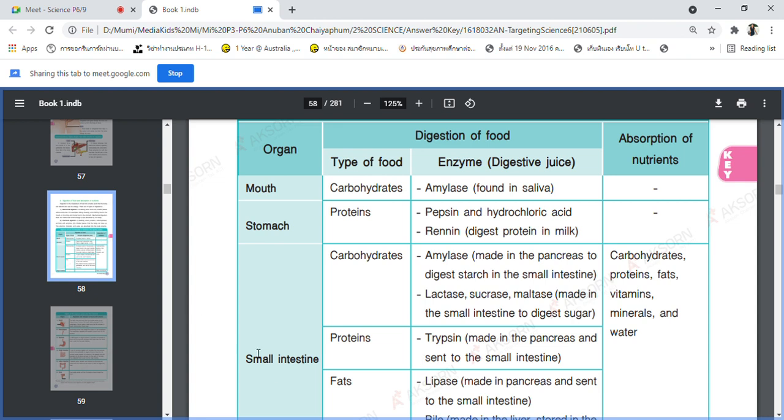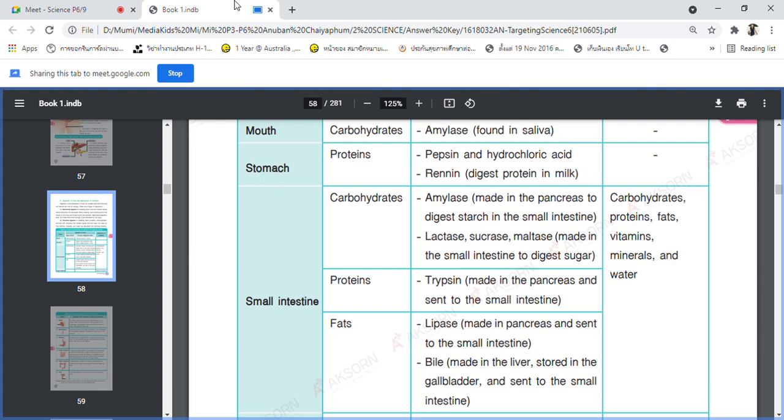Next one, small intestine. A lot happens here: it digests a lot and absorbs a lot. Carbohydrate: amylase, from the mouth as saliva and also made in the pancreas, digests starch in the small intestine. Lactase digests lactose. Sucrase digests sucrose. Maltase digests maltose. These are made in the small intestine to digest sugar.